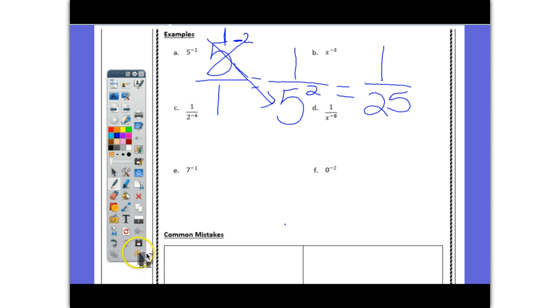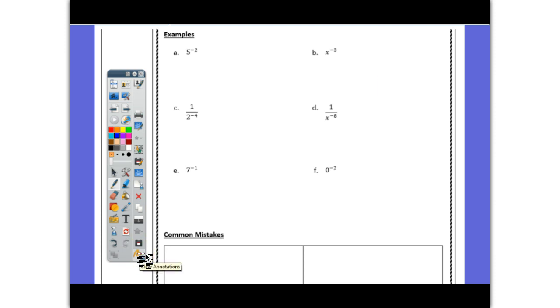How about B? Hold that up. Nice, that was quick. Good? Now this is x. I'm going to write it bigger. X to the negative 3. Make it into a fraction. Put that over 1. I don't like its attitude. I'm going to send it to the basement, right?